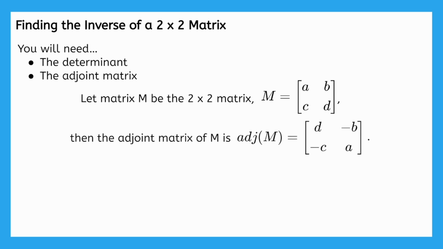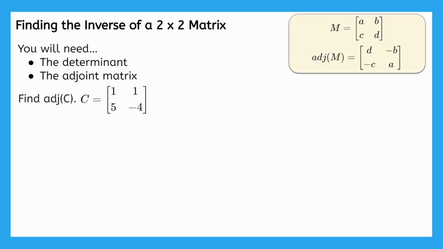Then the adjoint of matrix M, denoted as ADJ(M), is equal to D, negative B, negative C, A. So we have swapped the positions of A and D and flipped the signs of B and C. Let's practice this. Find the adjoint of matrix C. Start by swapping 1 and negative 4, and then flip the signs of 1 and 5, so the adjoint of C is negative 4, negative 1, negative 5, 1.